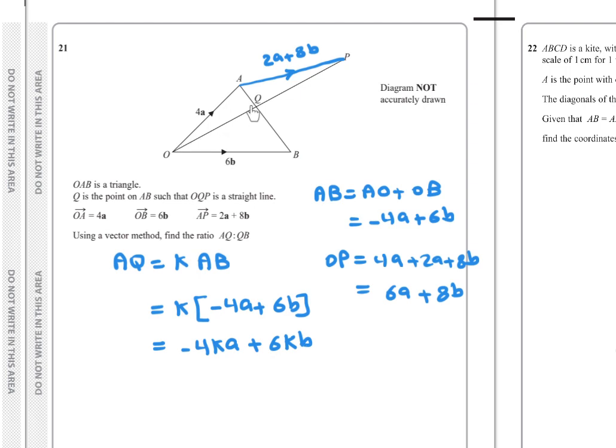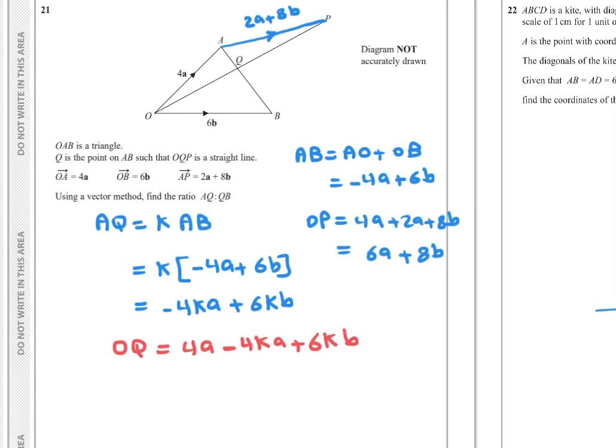Now we can find OQ in terms of A and B and K. OQ equals OA plus AQ. So OQ equals OA, which is 4A, plus AQ, which is negative 4KA plus 6KB. Combining the like terms, we have 4A and negative 4KA, so (4 minus 4K)A plus 6KB.